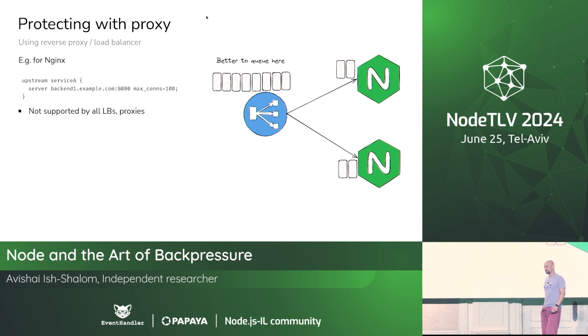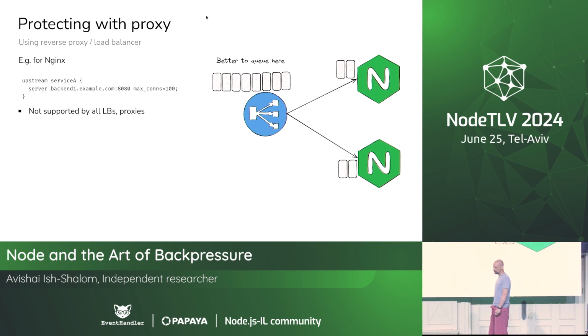Of course, the world is never that great. Many load balancers and proxies do not support this. In particular, Ingress in Kubernetes, even though it's sometimes Nginx, does not support this configuration without some deep customization, so we're kind of screwed.